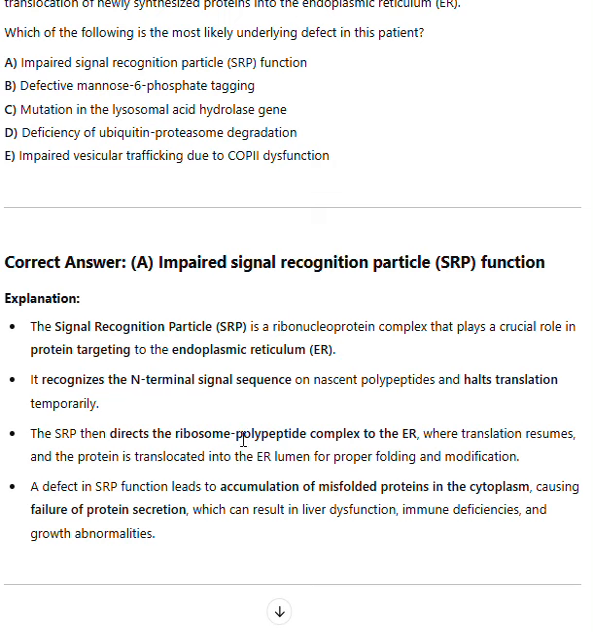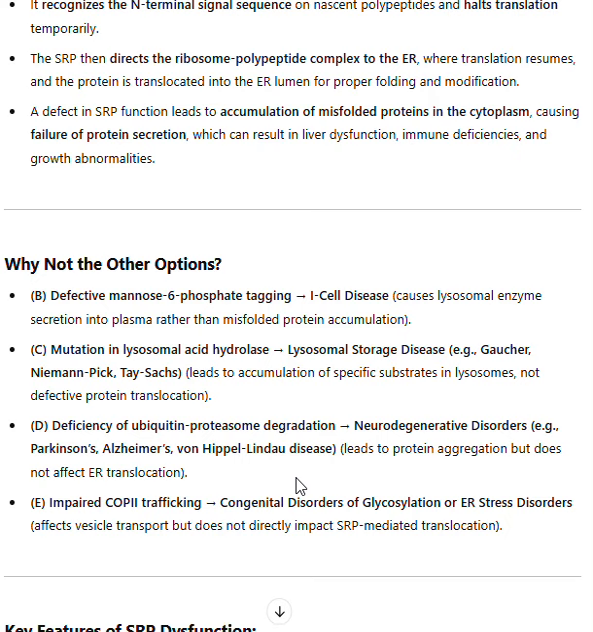B. Defective mannose-6-phosphate tagging, I-cell disease, causes lysosomal enzyme secretion into plasma rather than misfolded protein accumulation. C. Mutation in lysosomal acid hydrolase, lysosomal storage disease, e.g., Gaucher, Niemann-Pick, Tay-Sachs, leads to accumulation of specific substrates in lysosomes, not defective protein translocation.